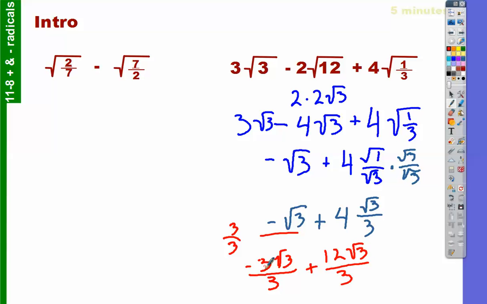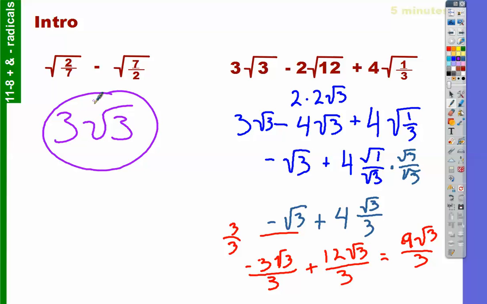What is negative 3 root 3 plus 12 root 3? There you go, 9 root 3 over 3. But wait a second, does 3 go into 9? It does. How many times? 3. So we end up with 3 root 3 after all of this, because this piece here reduces. And that's it. Are there any questions?